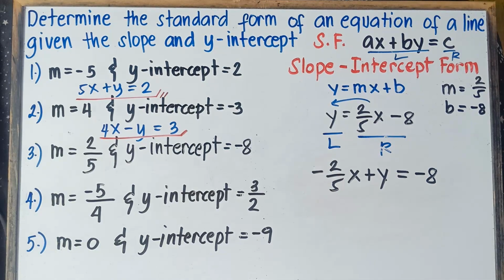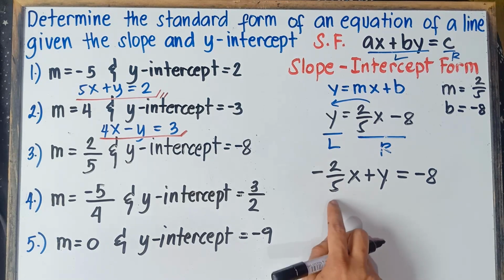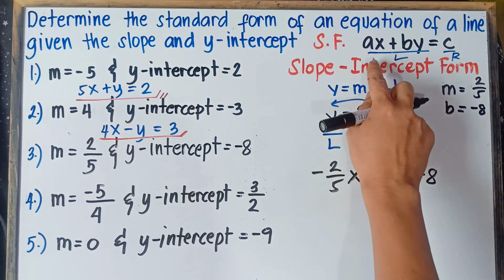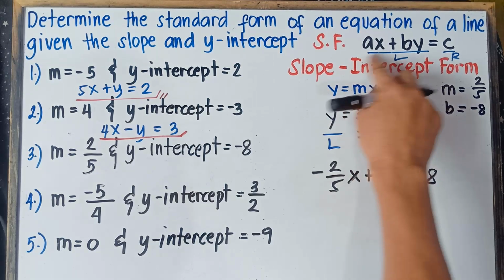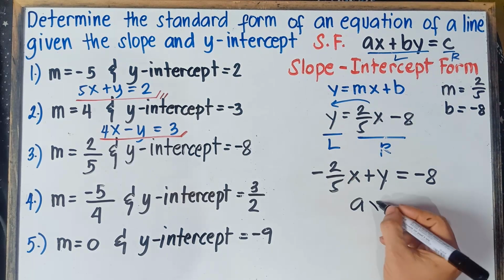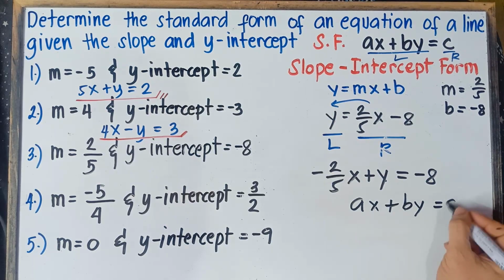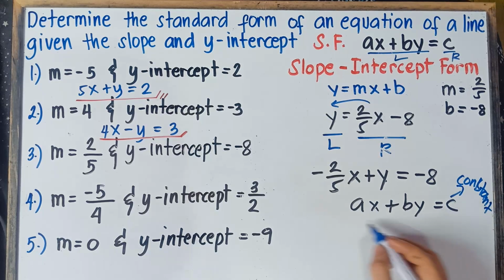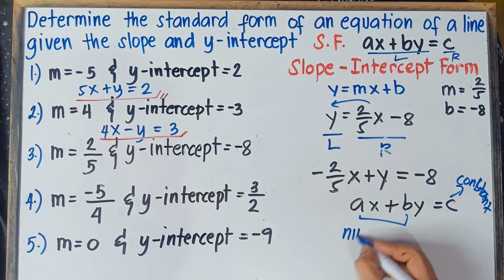Alright, now the problem here, class, is we have a denominator of 5. In the standard form, class, we don't have a fraction with regards to our numerical coefficient. Once again, class, ax plus by equals c. C is the constant, and a and b, those would be the numerical coefficients.